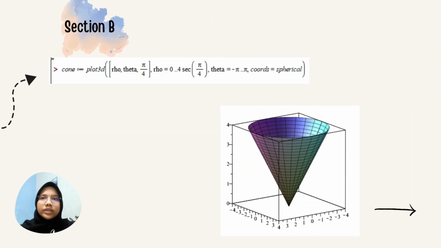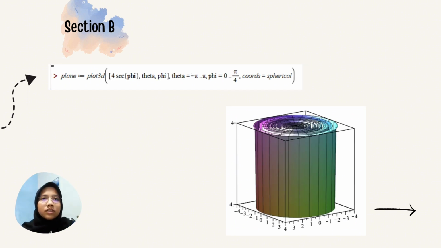Then we continue with the coding for the cone, which is cone equal to plot3d, open bracket rho, comma theta, comma pi over 4, close bracket, comma rho equal to 0 until 4 secant, open bracket pi over 4, close bracket, comma theta equal to -pi until pi, comma coords equal to spherical, and then close bracket. If we click enter, we will get this shape, which is a cone.